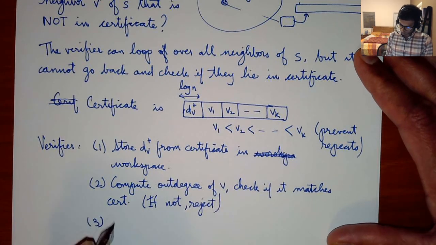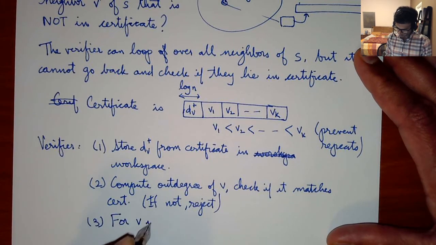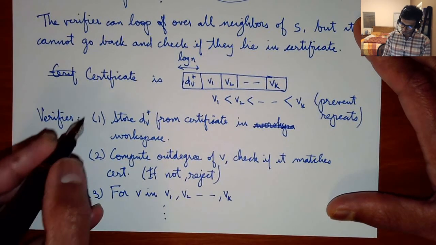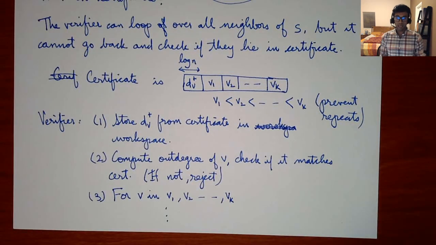And then what it does is for v in v1, v2 up to vk, it does its old thing. So first it checks that the out degree is correct, and once the out degree is correct, it can then go and look through each of these. Does this make sense? Any questions about this?